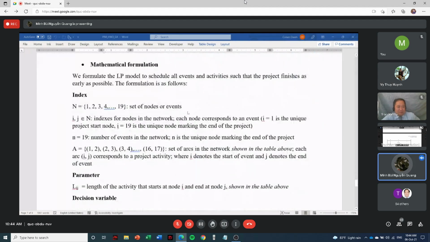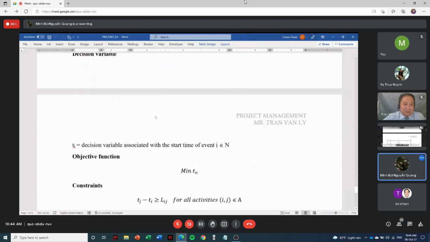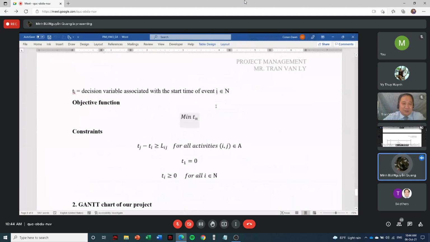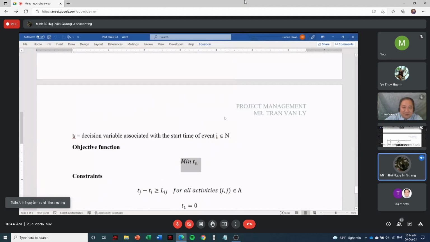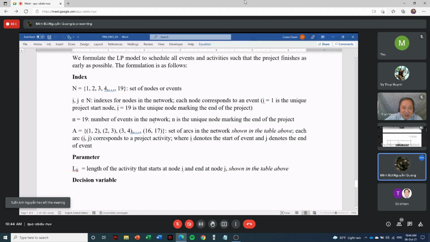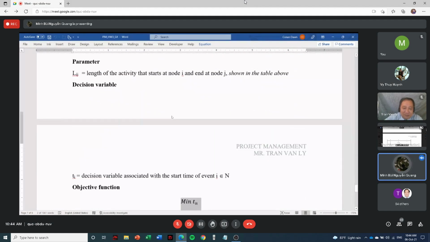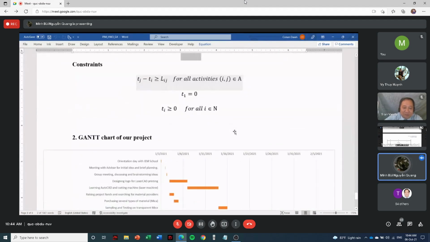And then for the numerical formulation, we followed your instructions in the slides, and we came up with this one. The objective function here will be to minimize TN. We can see the TN here, the time for all the numbers of events in the network. We have to minimize it. That is our objective. We have some constraints.